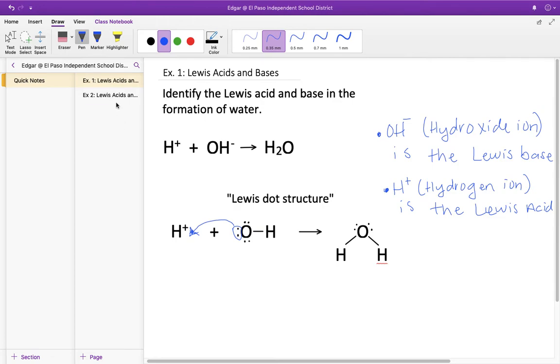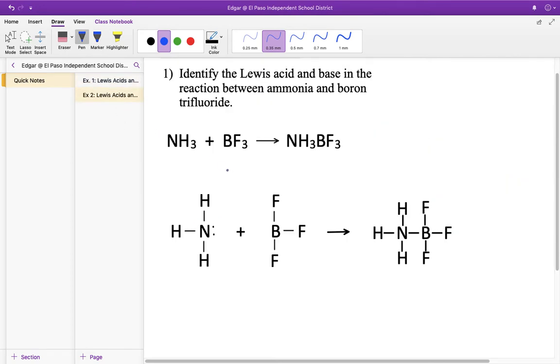Now let's work on another one that doesn't have hydroxides in them. This one says, identify the Lewis acid and base in the reaction between ammonia and boron trifluoride. So you have ammonia, boron trifluoride, and then you get this molecule right here. So again, you have the Lewis dot structure. Notice how we have an electron pair with NH3, which is ammonia, but we don't have any with boron trifluoride.